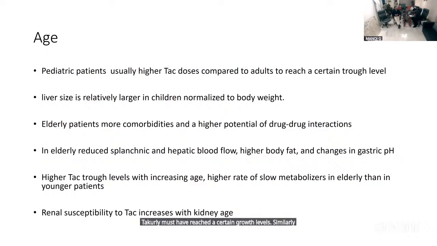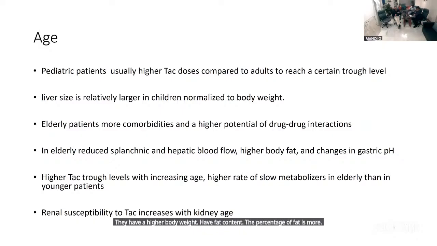Similarly, with elderly patients, the problem is they have too many comorbidities, and that is the reason they are using too many drugs. And we all know that there are certain drug interactions which are detrimental to tacrolimus. Either they increase the dose or reduce the TAC levels. But the mechanism why elderly patients require less tacrolimus is that the splanchnic flow or the hepatic blood flow is reduced. They have a higher body weight and higher fat content. The percentage of fat is more.